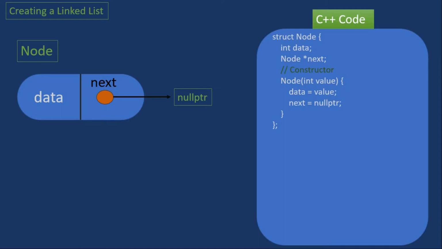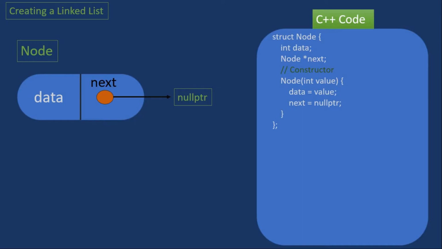So we will create a node by typing struct node, and inside curly brackets we declare our int data, which will be our integer variable that will hold data. And then we declare the next pointer. It is a node pointer, that is why we have node star before the next variable, and that is our node. It can hold data and point to another node.